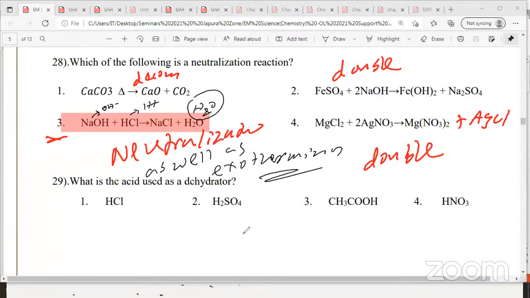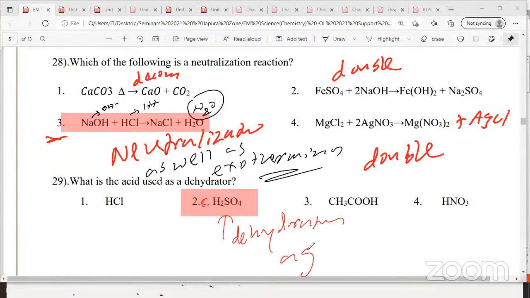Question number 29. Dehydrator, that is H2SO4. Grade 11 chapter 7. It is used as a dehydrating agent. Dilute H2SO4 cannot be used; concentrated sulfuric acid is used as a dehydrating agent. Please write that, everyone. What is a dehydrator? It can remove moisture from a substance.